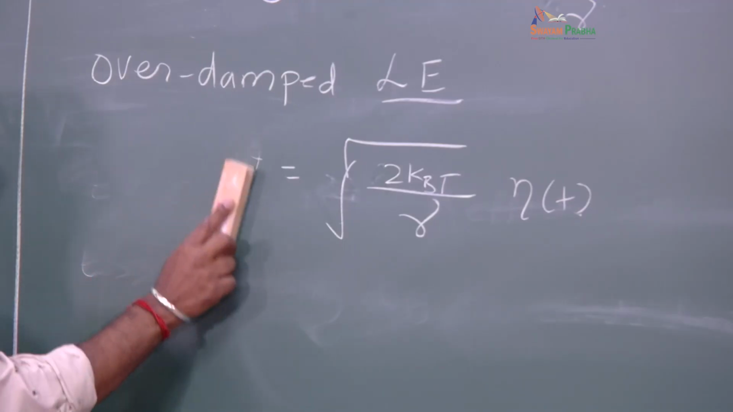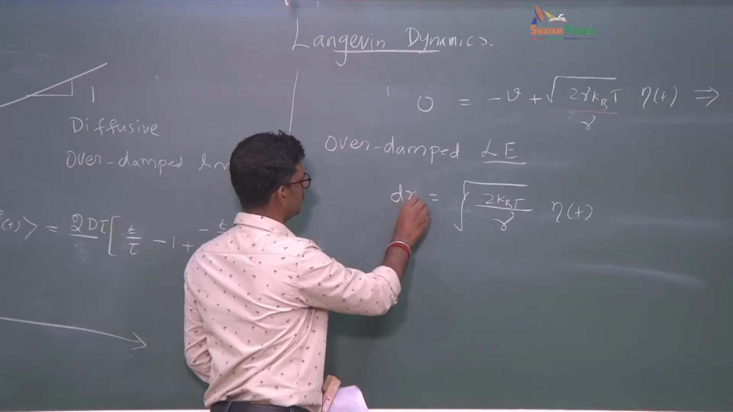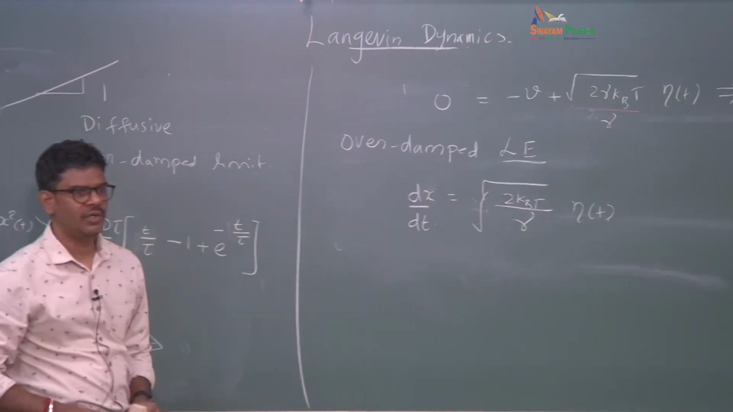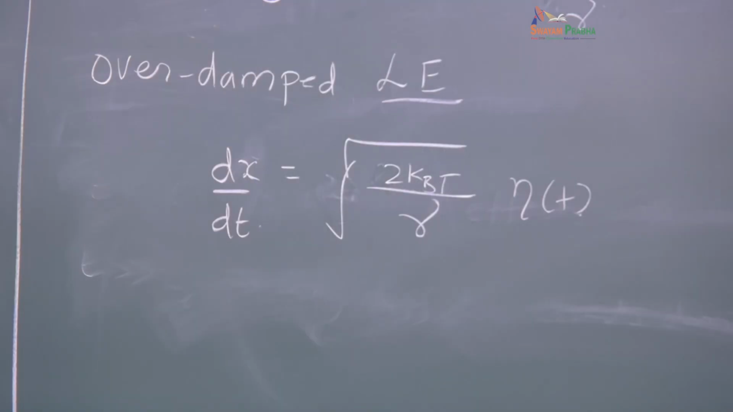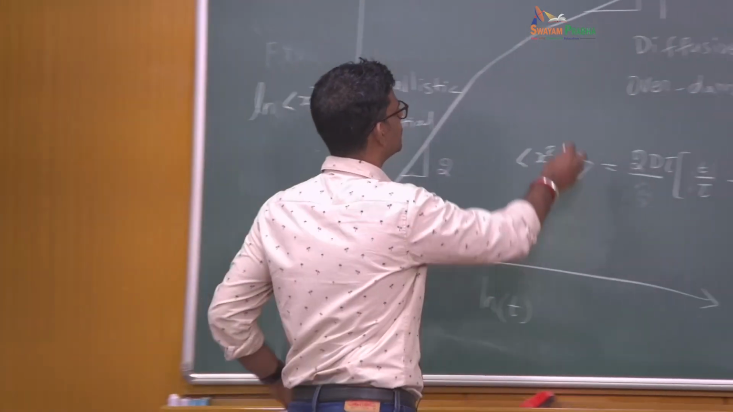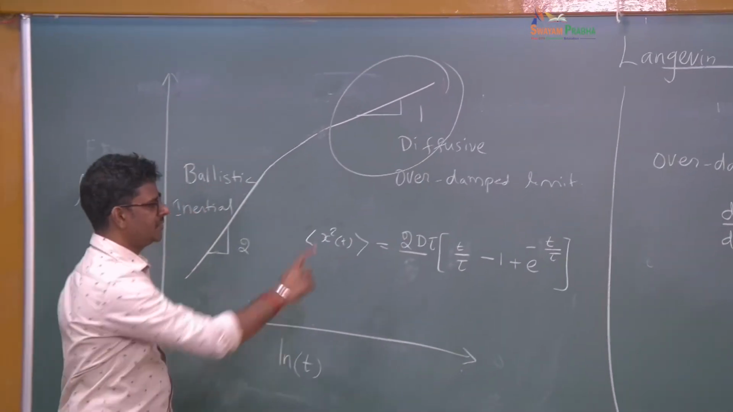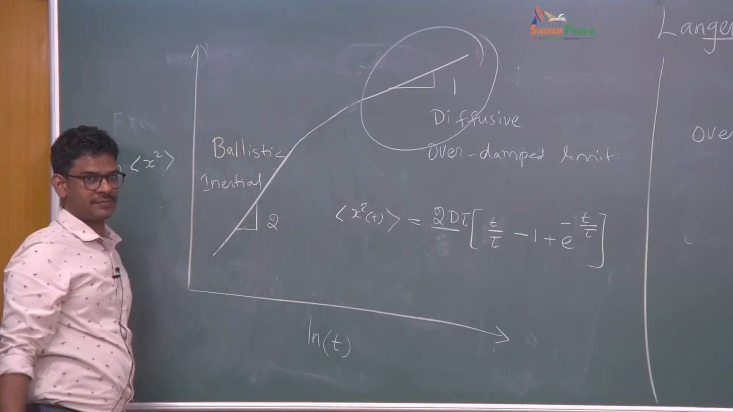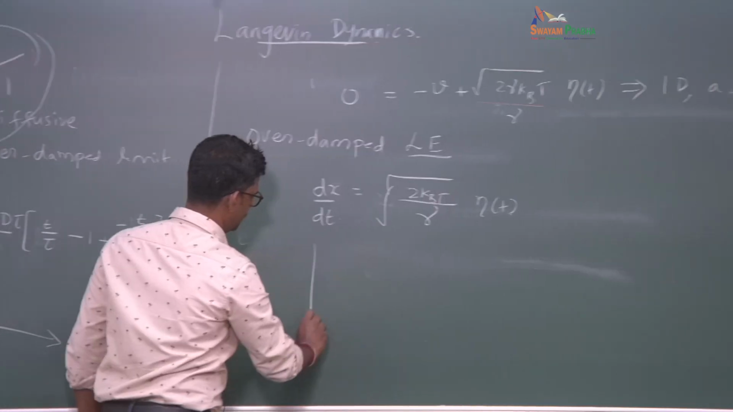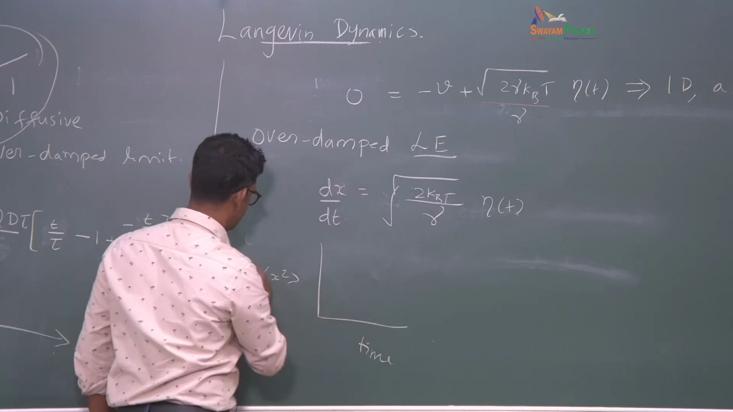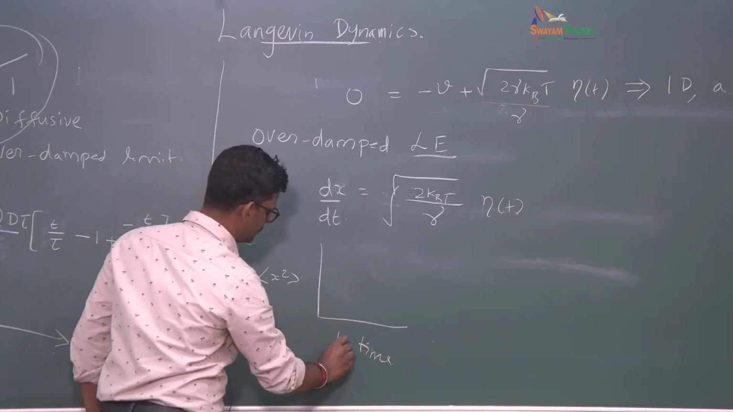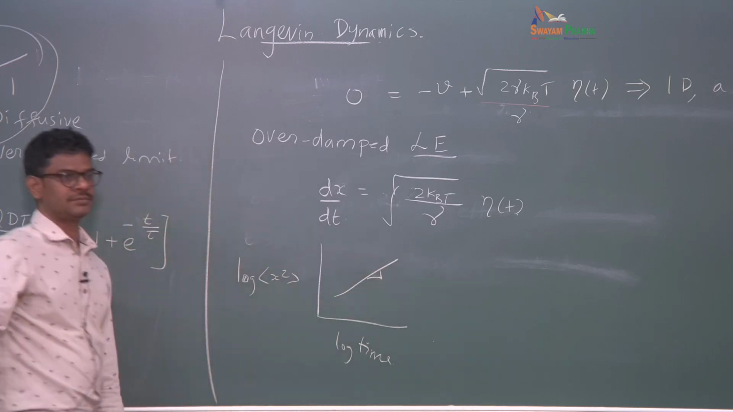Okay, and if you want, you can replace this into dx by dt, and then you can integrate this for x, and thereby you can create the trajectory of a Brownian particle under the overdamped limit. If you create the trajectory numerically, and then calculate the mean square displacement from there, what you would see is only this part. This equation cannot give this response. So this equation, if you solve, it will show that the mean square displacement as a function of time in the log scale will have a slope of 1.